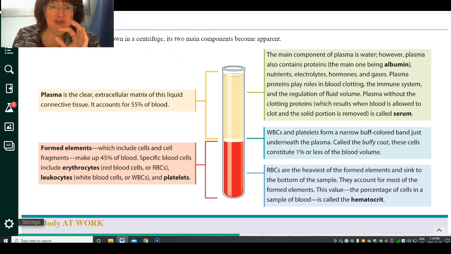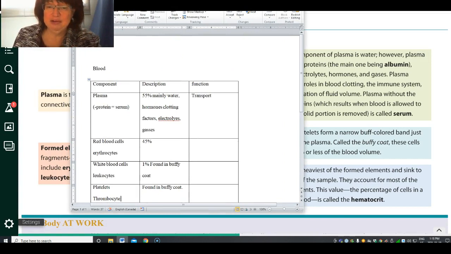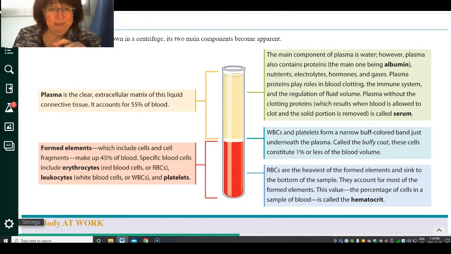So far from this first panel, we've got our percentages. We've talked a little about plasma, but we haven't talked very much about the red and the white blood cells now, but that's okay. We'll summarize their function later. Good.